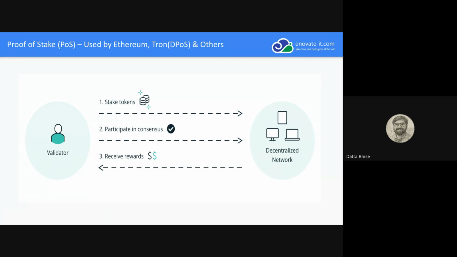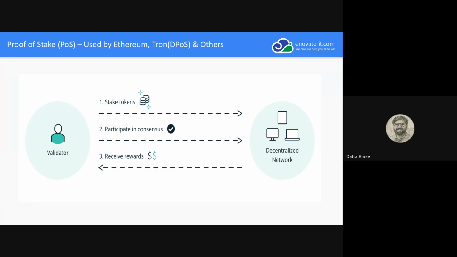Any doubt? So you stake the coins, you participate in block creation, and the network decides to give you some chance to create the blocks. In rewards you get some mining fees, as well as the minted coin if coin is minted. Okay.